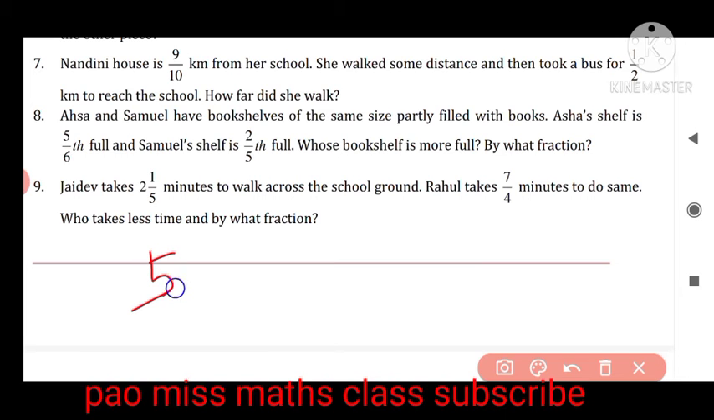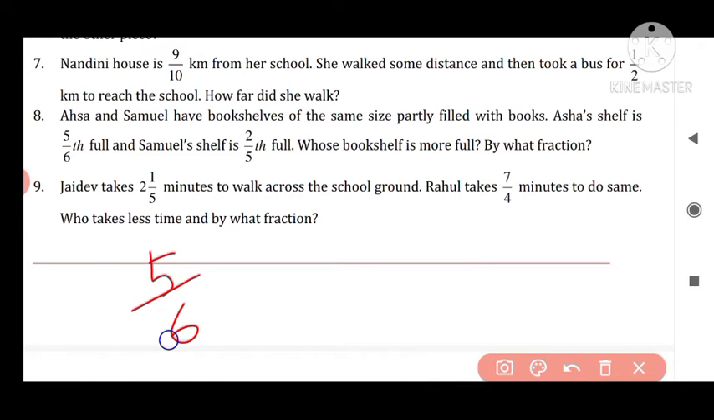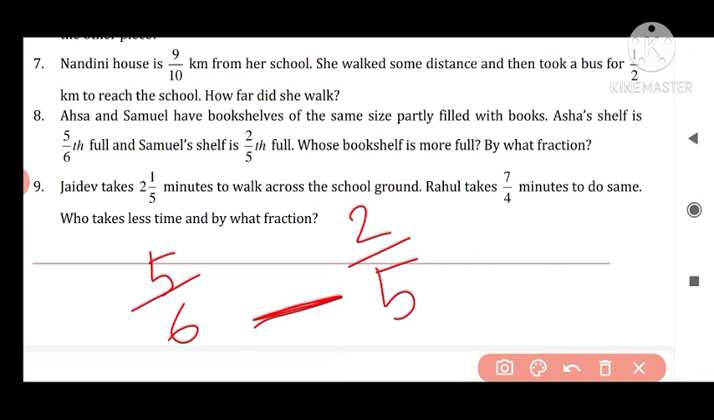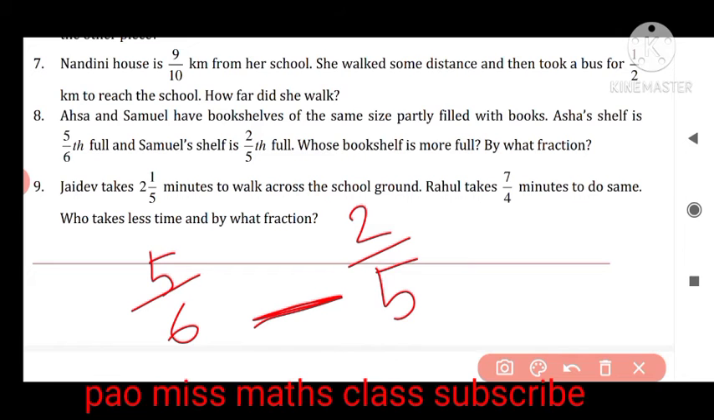Okay, Asa's bookshelf is given as 5 upon 6 and for Samuel it is given as 2 upon 5. Now you have to compare which is bigger. Okay, which is bigger you have to compare. So how to compare which is bigger?